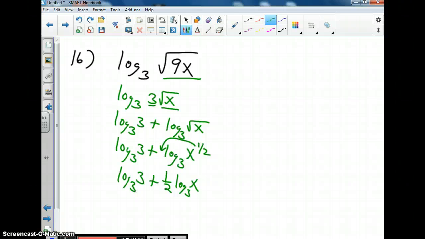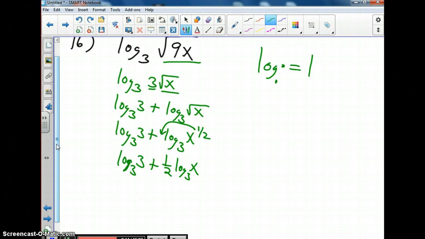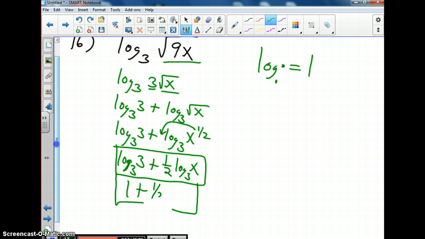Now, I teach you that in another lesson, but I realized I put these into these answer sheets. So this could be an answer by what you know today, but by a future, more advanced lesson, this will become 1 plus 1/2 log base 3 of x, and that's the answer right there. Okay, so you're good.